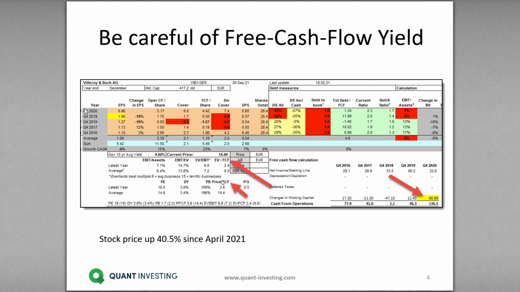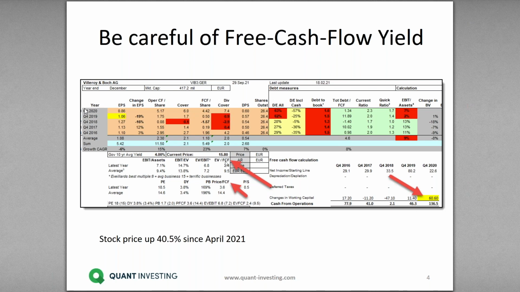Here's the free cash flow yield, or free cash flow per share divided by share price. 3.6 times, which is obviously extremely low. If you take the 5-year average, it was 14.4. So remember, this number is included in the 5-year average. So this number was probably even higher, say 15 or 17.